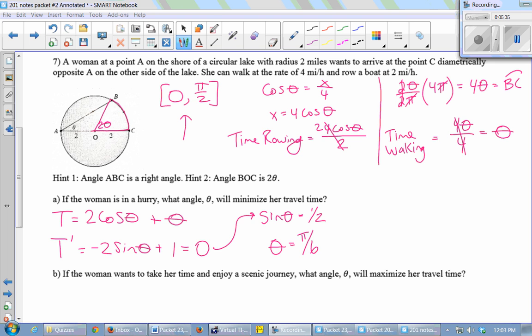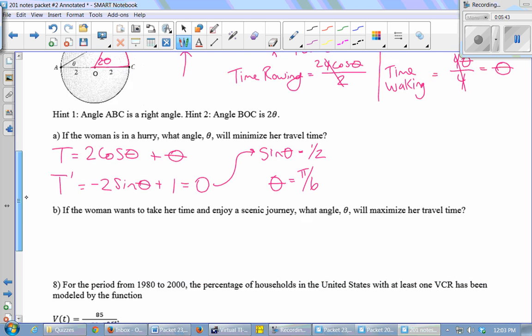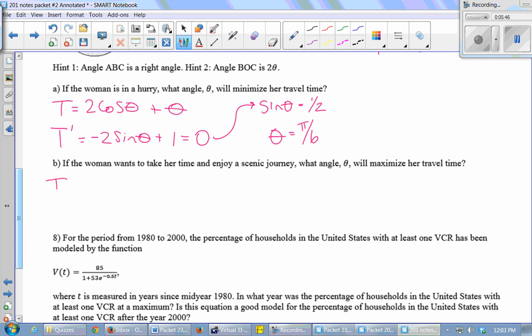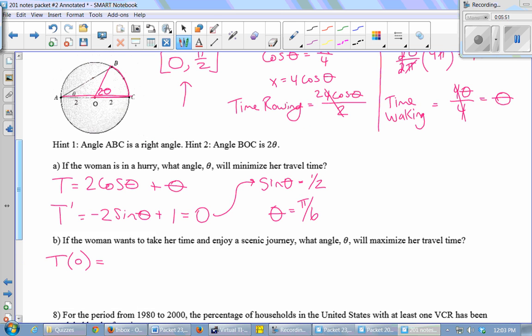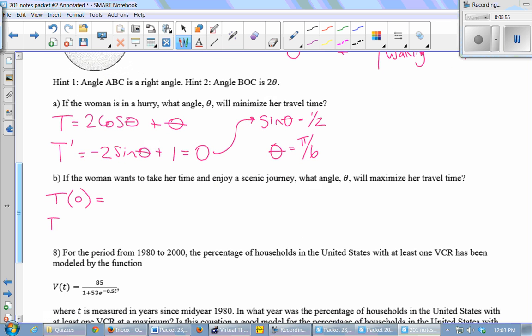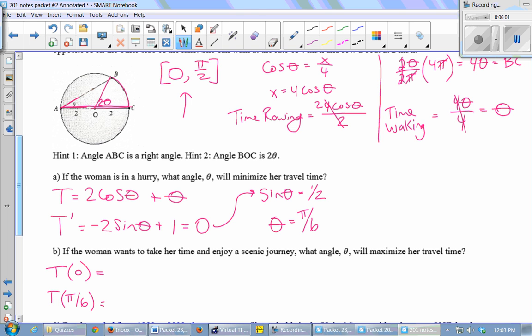So now I just have to look at my critical value and my endpoints, calculate the time at each of those, and see which is a min and which is a max. Okay, so let's see, I'll calculate t of 0. So t of 0 would correspond to rowing directly across the lake. t of pi over 6 would correspond to rowing at an angle of pi over 6 and then walking the rest of the distance. And finally, t of pi over 2, and that would be, if we make this angle pi over 2, there would be no rowing at all and we would just walk all the way around the lake.